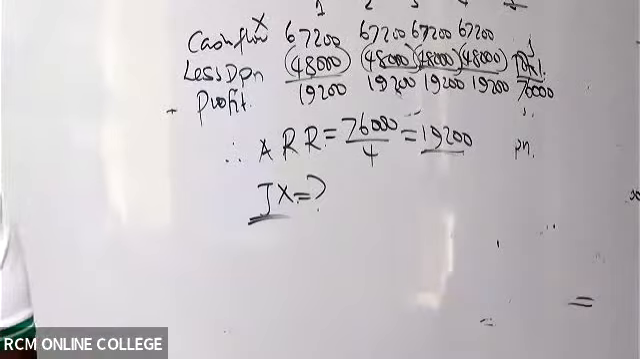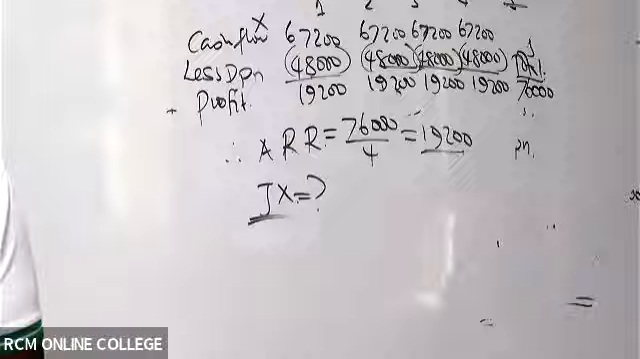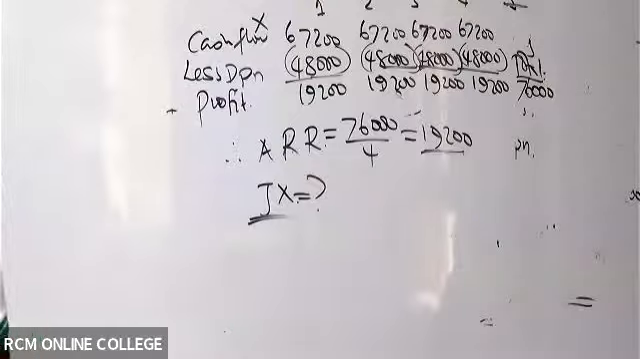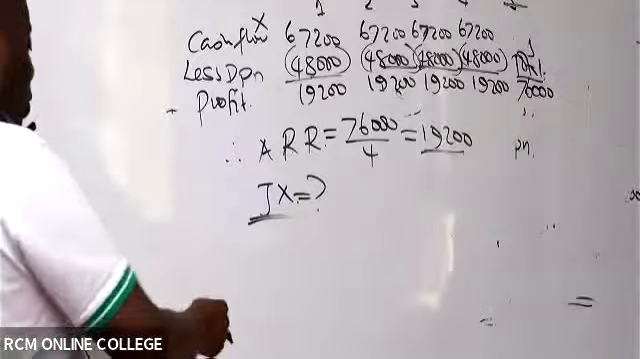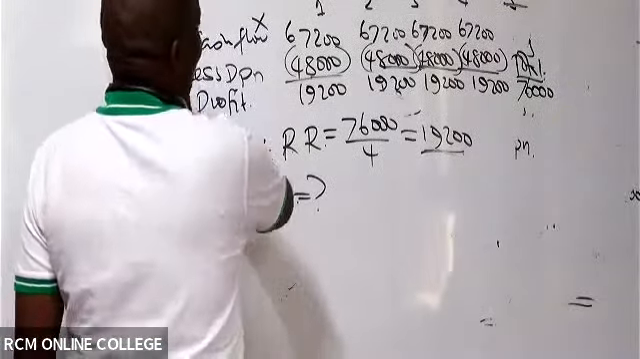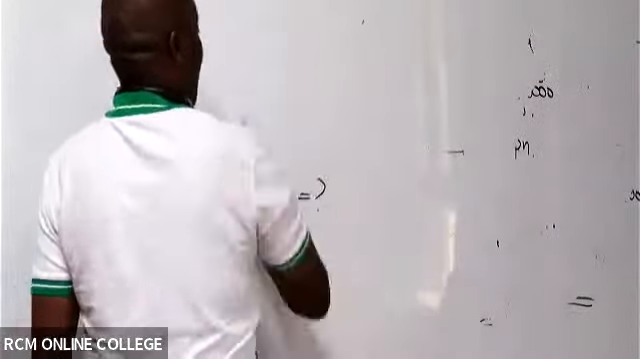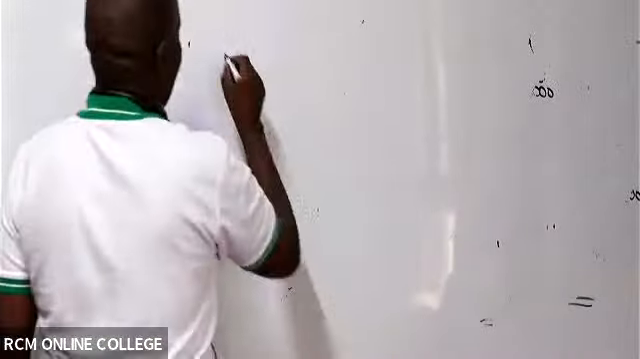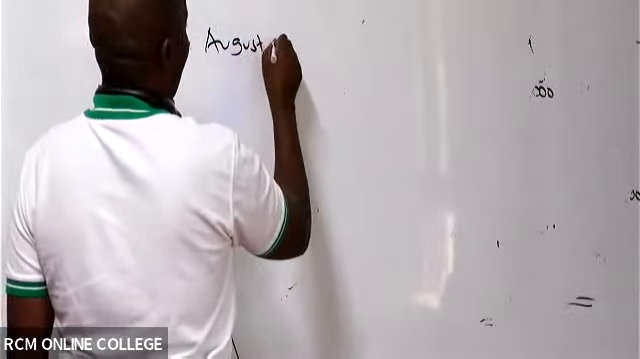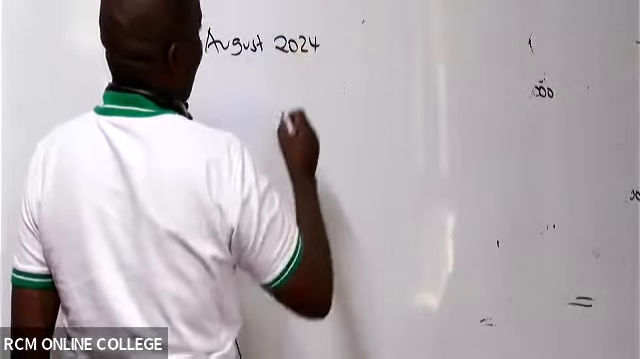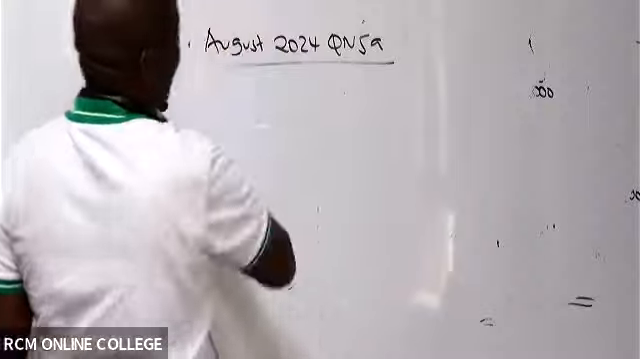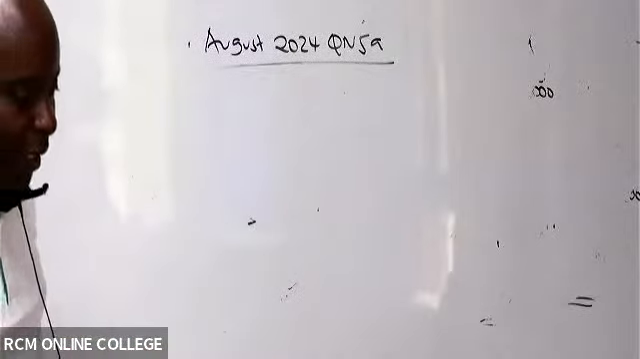The question that I would want us to tackle now is quite a bad question that students were not able to get very well. So I would want us to do August 2024, question number 5A. Once you get it, could you kindly say hi?